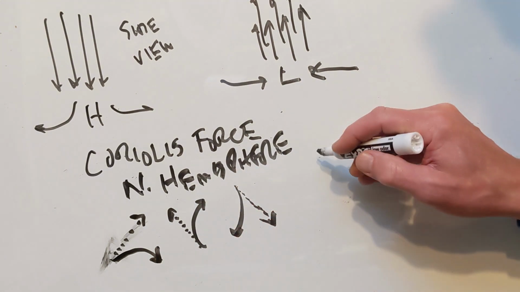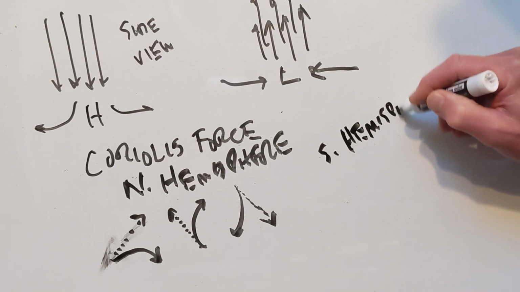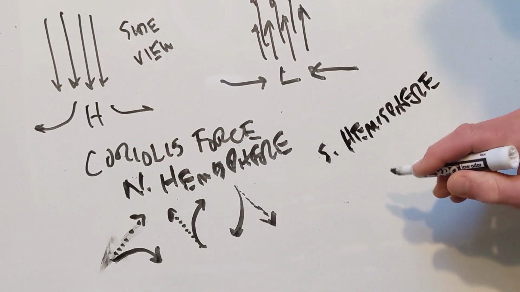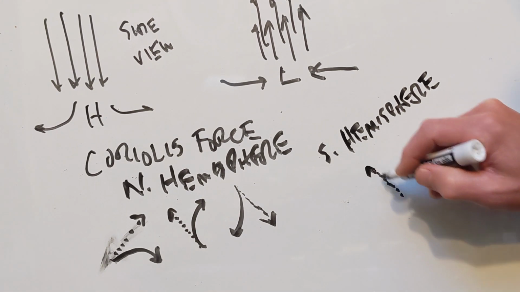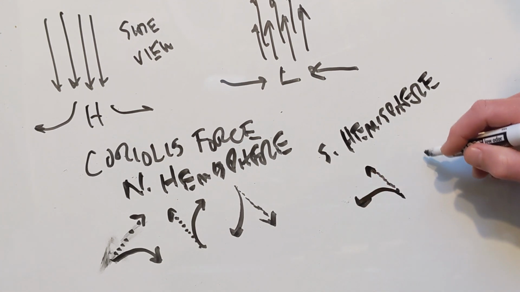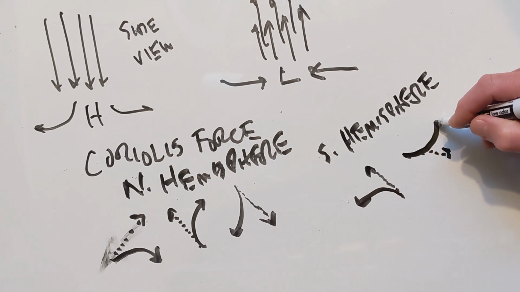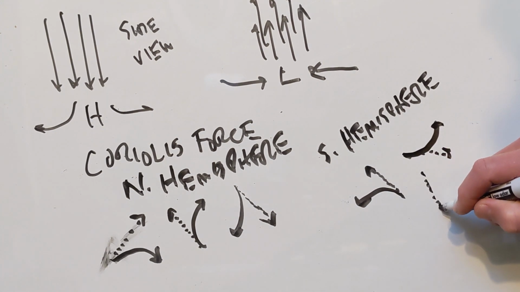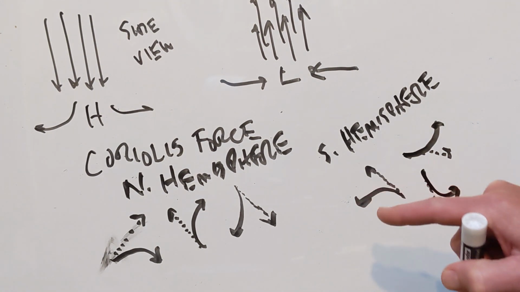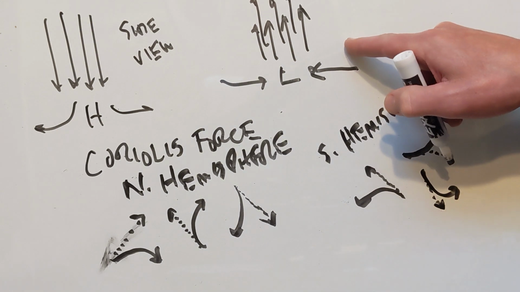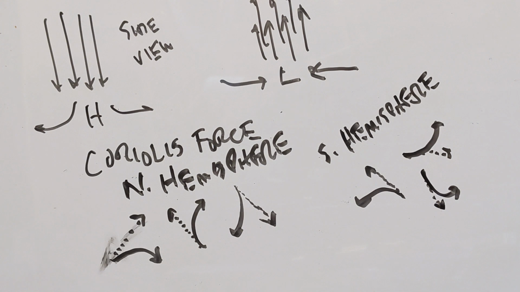In the southern hemisphere, the Coriolis effect is reversed. Wind that would move in this direction is instead deflected to the left. Wind that would move in this direction is instead deflected to its left. Wind that would move in this direction is instead deflected to its left. So because of this, we have to go back to our top views of the high pressure and low pressure and model that again.